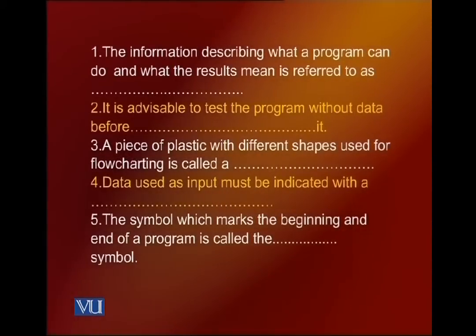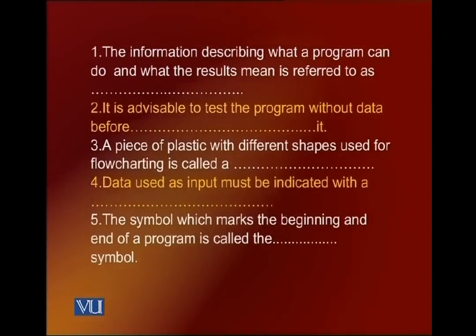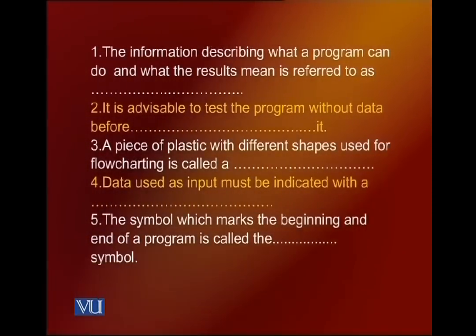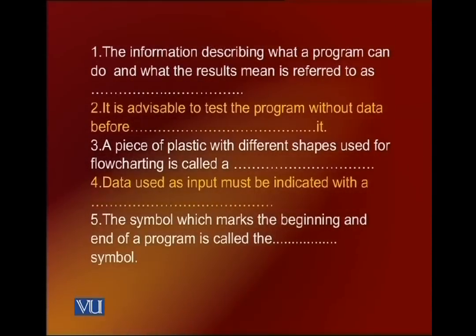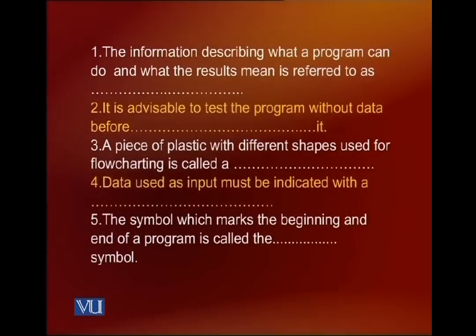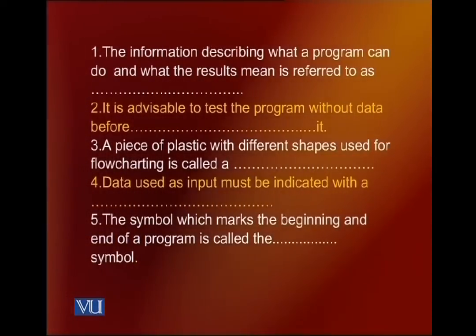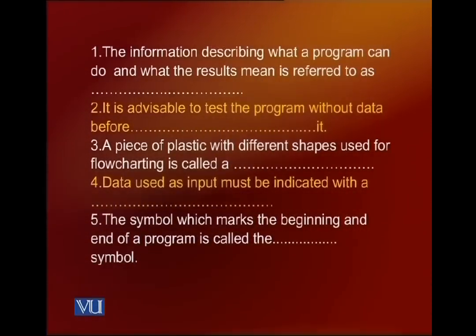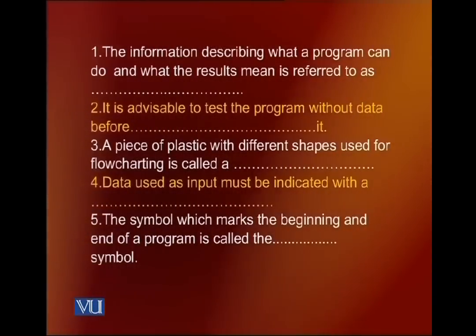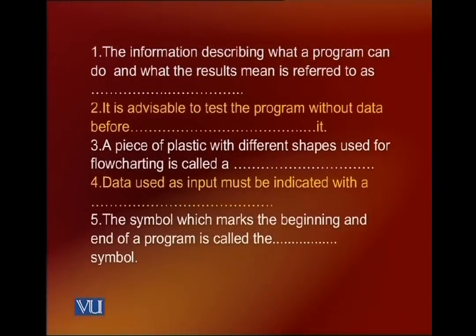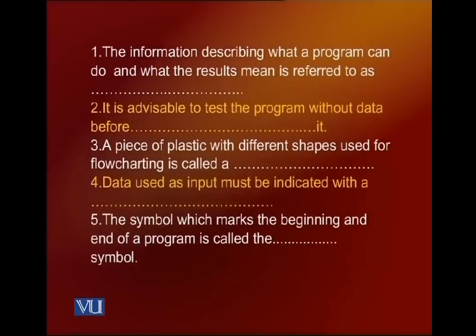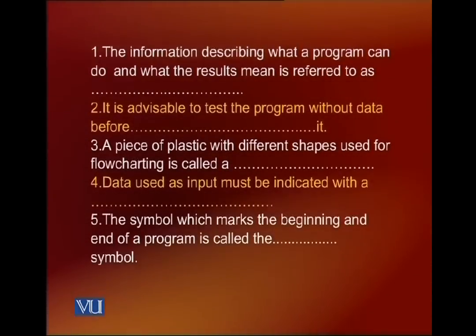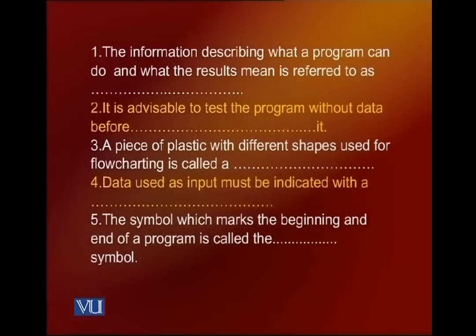Sentence 1. The information describing what a program can do and what the results mean is referred to as, choose the word, and the suitable word is documentation. Number 2. It is advisable to test the program without data before executing it. 3. A piece of plastic with different shapes used for flow charting is called a template. Number 4. Data used as input must be indicated with a, and if you remember the symbols, it is a parallelogram. Number 5, the symbol which marks the beginning and end of a program is called the terminal symbol.